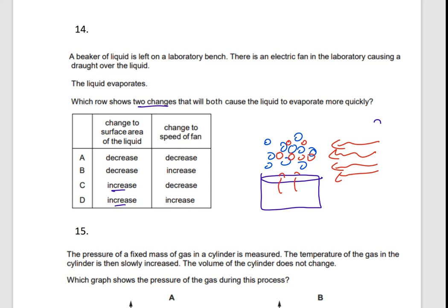So the fan speed, you also have to increase it. Surface area, you increase it in order to evaporate it quickly. So the answer is D.